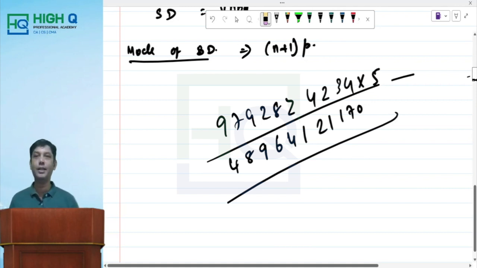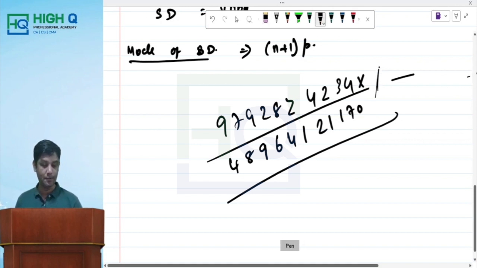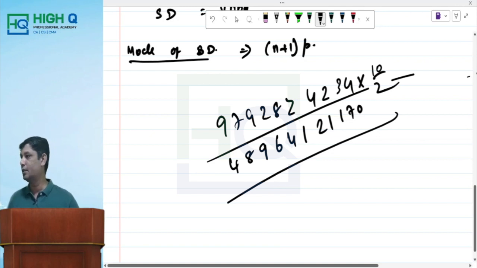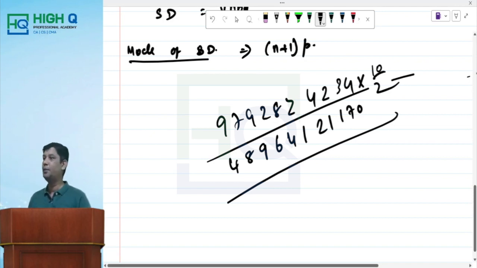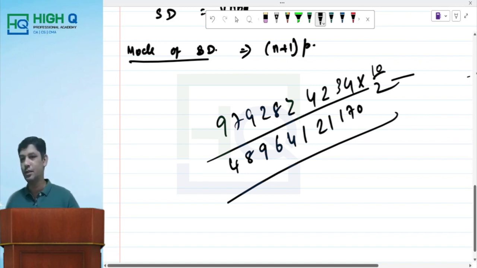What you are doing is multiplying by 5, but I am not multiplying by 5. I don't see it as 5. I see it as 10 by 2. Actually, I am dividing by 2 and putting an extra 0. Correct? That's it. Fine. 50 means what? 100 by 2. Divide by 2, put extra double zeros.